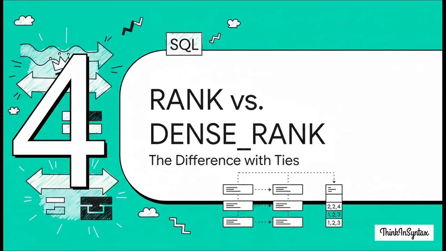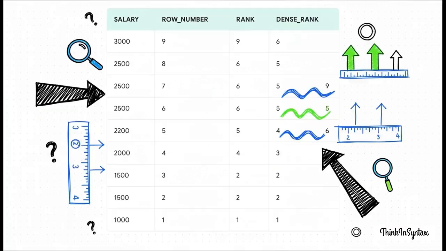So let's zoom in on the two heavy hitters for this problem, rank and dense rank. They sound almost the same, but the way they handle ties shows a critical difference, and picking the wrong one can completely change your results. Okay, look closely at this table. Row number just gives every single row a unique number. Not what we want for ranking salaries with ties.